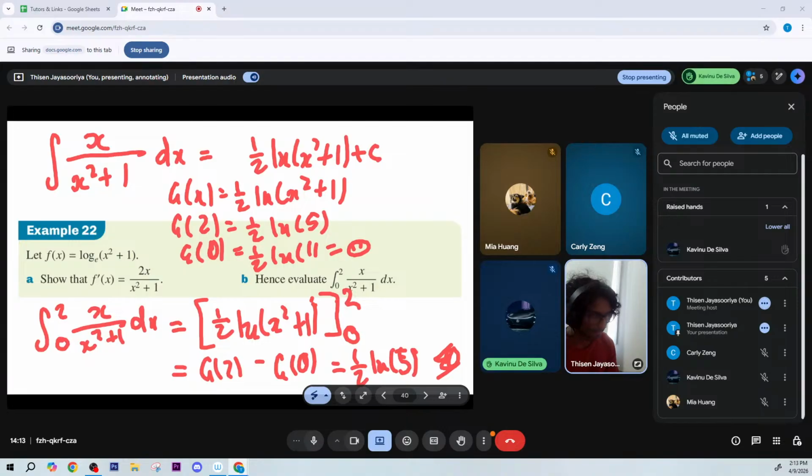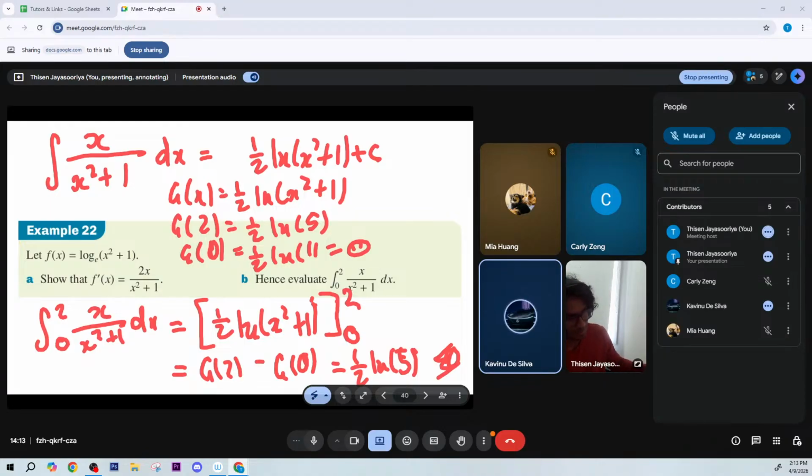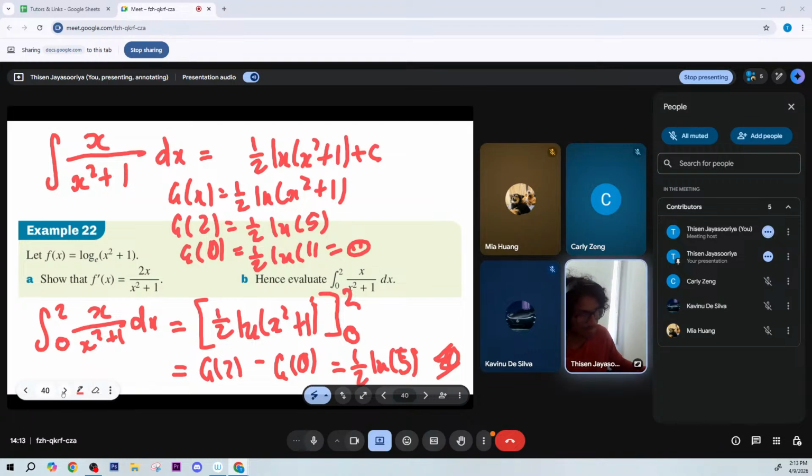What's up? So by integrating it, haven't you just proved that the original function is log e of x squared plus 1, but you've just got a plus c because you've integrated it? Yeah. Okay. So, does anyone else have any questions? Is that all good for Mia, for Carly? For everyone? Okay, sure.